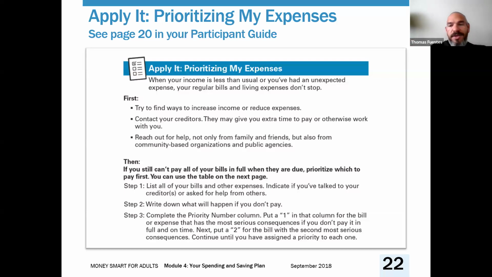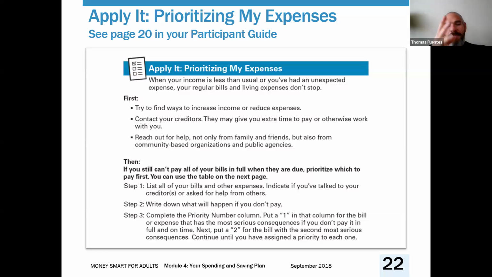And then there's a category of, did you speak to the creditor or not? Yes or no. Did you ask for help? Yes or no. And then what will happen if I don't pay this in full? If you don't pay it in full, you'll have a late fee or service interruption or service cutoff. And then there's a prioritization number. So you'll see it when you're in the participant guide. Basically what you're doing here is listing out all the expenses that you have.